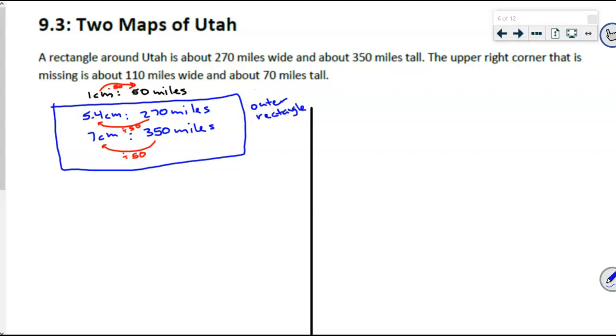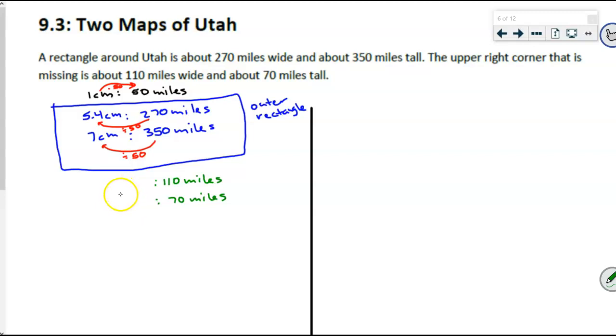Now we need to repeat this process for that inner rectangle that's cut out. That inner rectangle, I remember, is 110 miles wide and 70 miles tall. So again, I need some help from students in class. What am I supposed to do here to figure out how big those measurements are going to be on my scale drawing? What do I need to do?